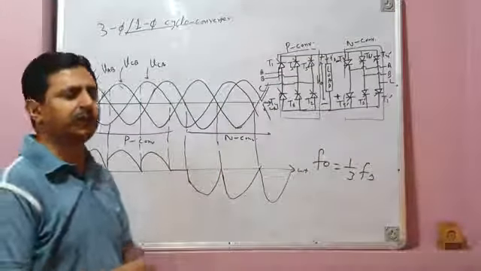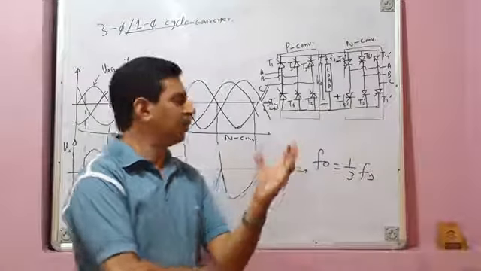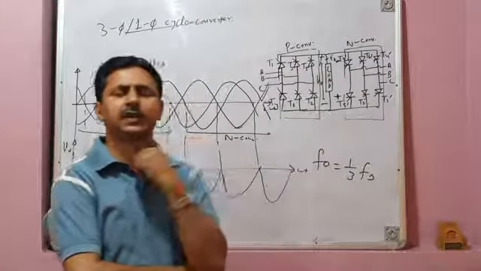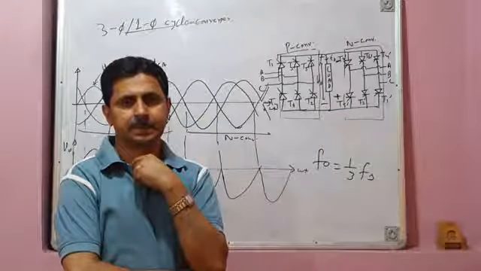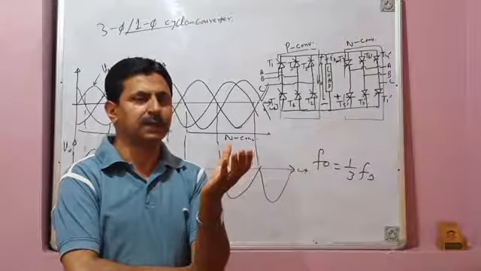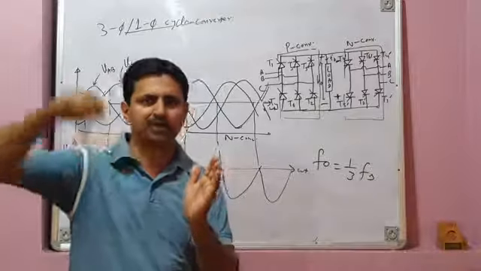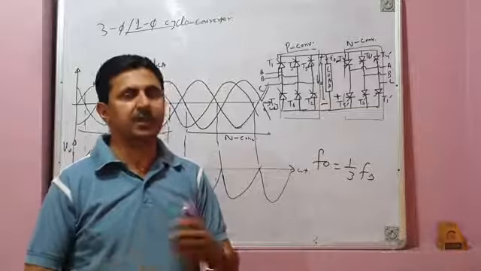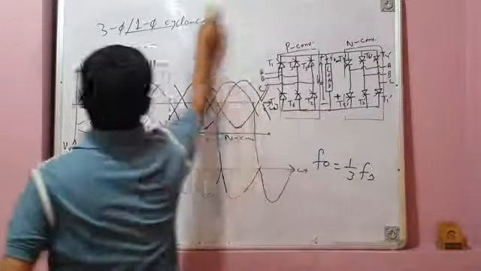So this is another way of controlling the frequency of voltage across the load. Instead of using a single phase to single phase cyclo-converter, you can use a 3-phase to single phase cyclo-converter. Okay. So why is it called cyclo-converter? Cyclo-converter means it controls the cycles, the number of cycles. And controlling the number of cycles means controlling the frequency. It is basically a frequency converter. Okay. So this is about the 3-phase to single phase cyclo-converter.